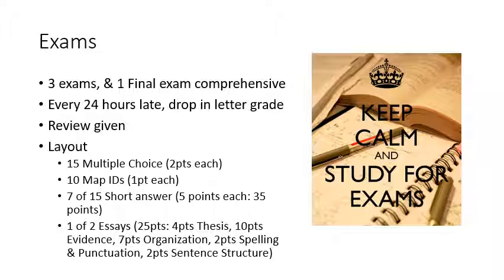So on your review, you'll see 3 different essay options. On the test, there will be 2 essay options, and you must write 1 of them. You can see here the layout of like 4 points for the thesis, 10 points for the evidence, 7 points for organization, 2 points for spelling and punctuation, 2 points for sentence structure. I do give half points. I do give a lot of partial credit on these kinds of things, guys. So something is always better than nothing.